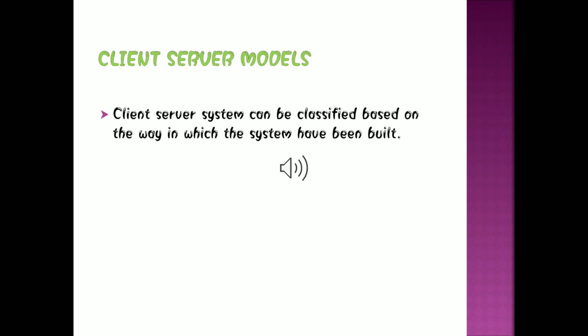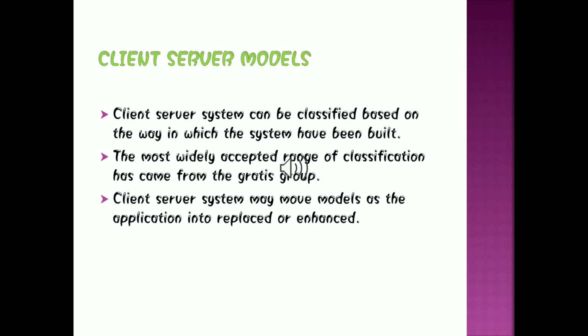On this slide, we have to expand the client server model. What models are available for the client server system? Here, the client server system can be classified based on the way a system has been built. The most widely accepted range of classifications came from the Gartner group, which is one of the advanced client server models for communication between users and clients. They provide maximum flexible information to mid-range and high-level computer systems. And there are the models.